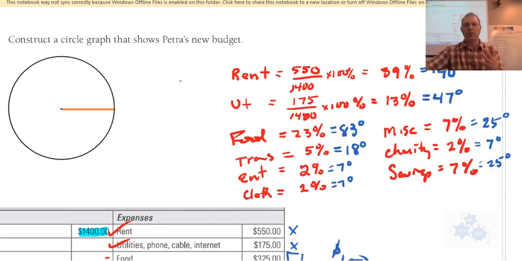Now, with your protractor, what you're going to want to do is lay your protractor down on the circle, and again, I'm not sure exactly what your protractor is going to look like, or how big it's going to be.